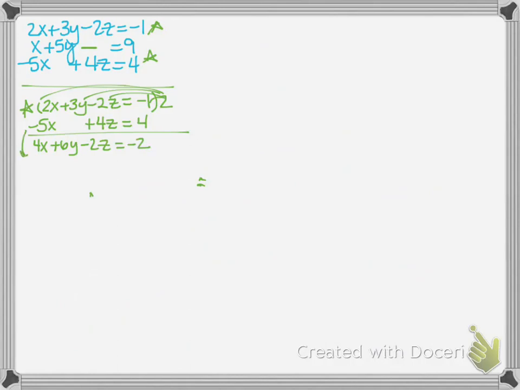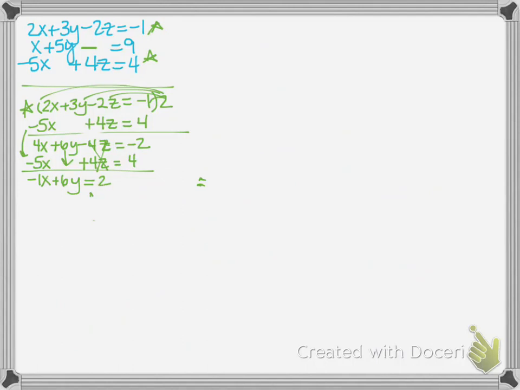I'm going to put my untouched equation underneath it. There's no y in it. It's minus 4z, because this is a plus 4z. That's why we multiplied by 2. It's equal to 4. So I always add going down. 4x plus negative 5x is negative 1x. We bring our 6y down. My z's cancel. 4 plus negative 2 is 2.